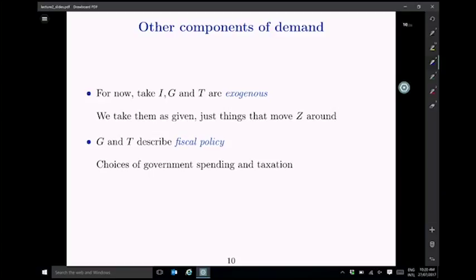We'll see towards the end of today's lecture that we'll make investment endogenous. That is, something else will determine investment, it is not exogenous. But for now, to start with, let's assume investment, government spending, and taxes are all exogenous. And in particular, government spending and taxes are related to fiscal policy. We'll talk about that later as well. It will determine the government budget. And for now, let's take all these as given.